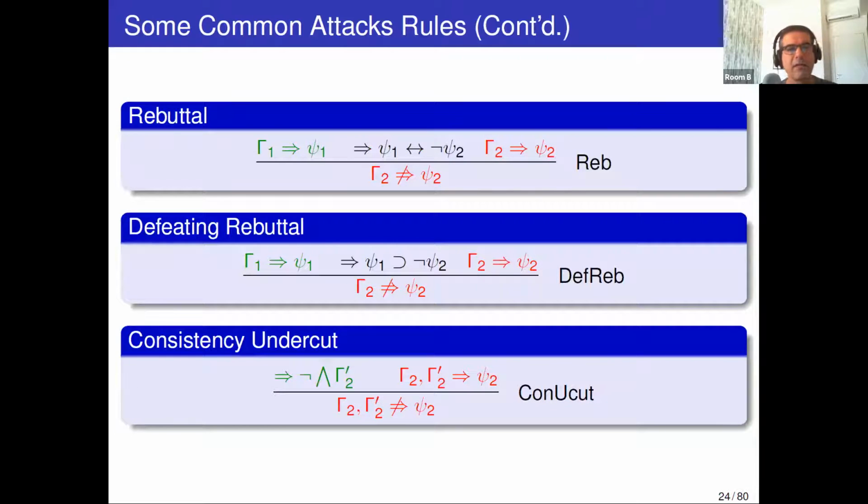And we also can define many other rules like rebuttal. Rebuttal means that the conclusions of the attacked argument and the attacking argument are contradictory. Defeating rebuttal, again, is a little bit weaker. Instead of equivalence, we replace it by one-sided implication. And consistency undercut allows us to attack arguments whose support is inconsistent. This will play an important role in later propositions.